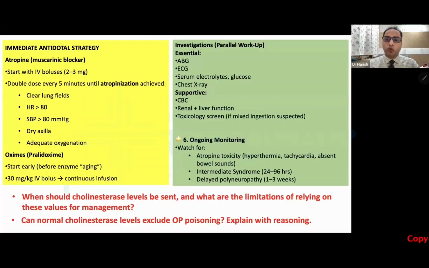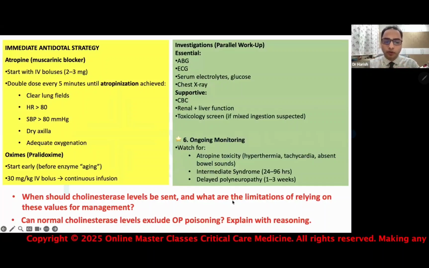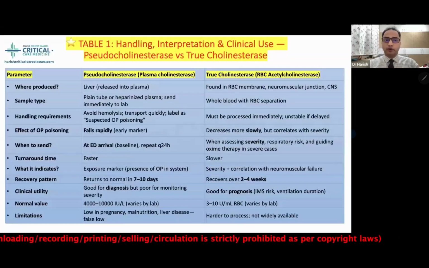So next, your viva questions. When should cholinesterase level be sent? What are the limitations of relying on pseudocholinesterase level values in the management of OP poisoning? Can a normal cholinesterase level exclude OP poisoning? Explain with the rationale. Definitely your viva is going to be in and around cholinesterase, pseudocholinesterase, true cholinesterase, and how to send them and all those things. So the next upcoming slide is very, very important.